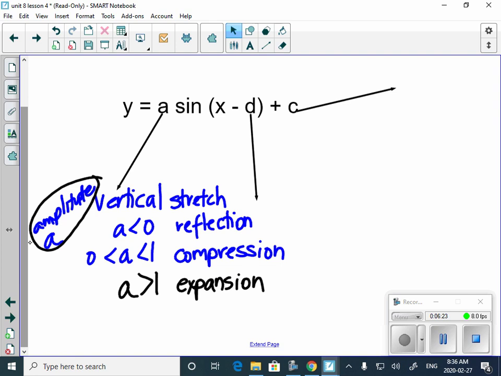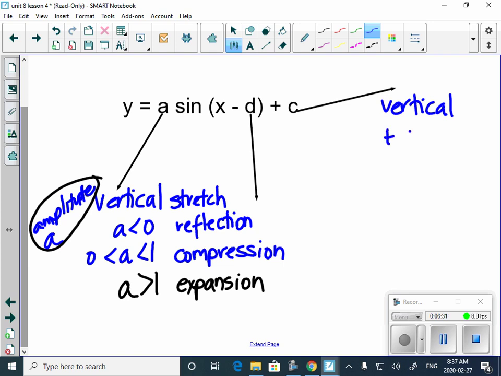The other vertical change is that plus C on the end. At the end of the function, if we are adding C, we are moving the entire function up C. If we are subtracting C, we are moving the entire function down C.